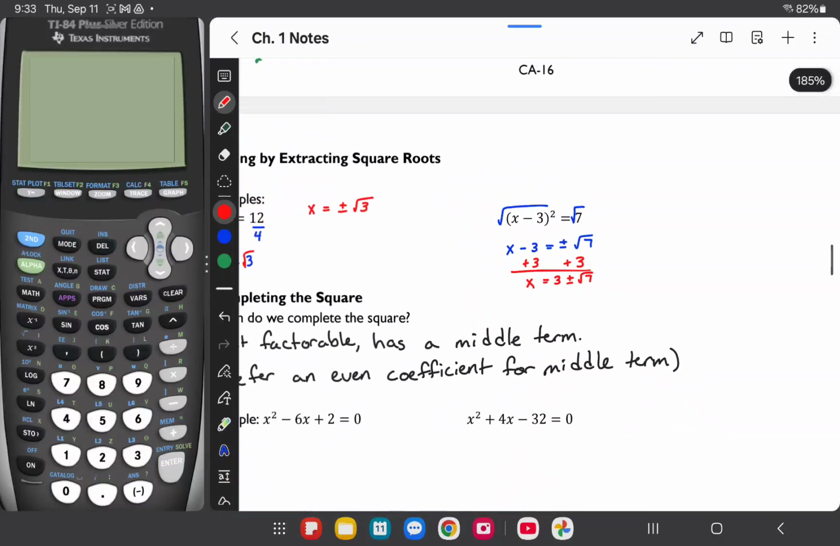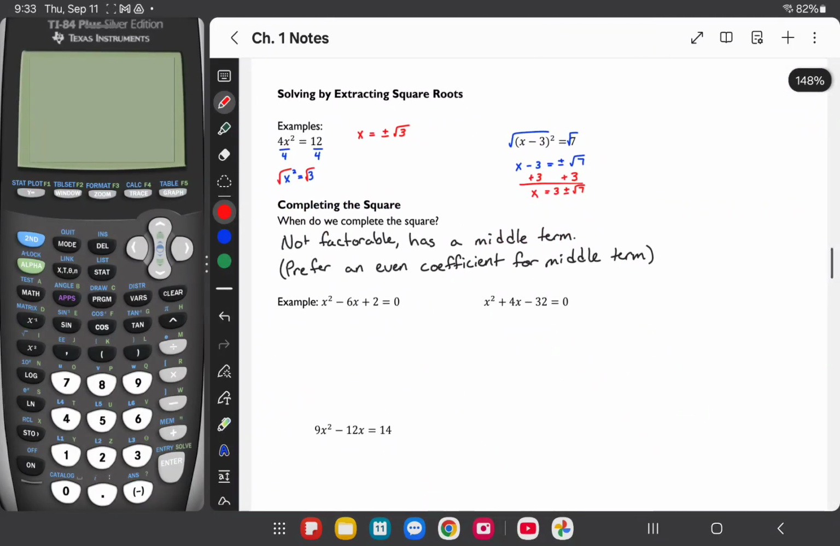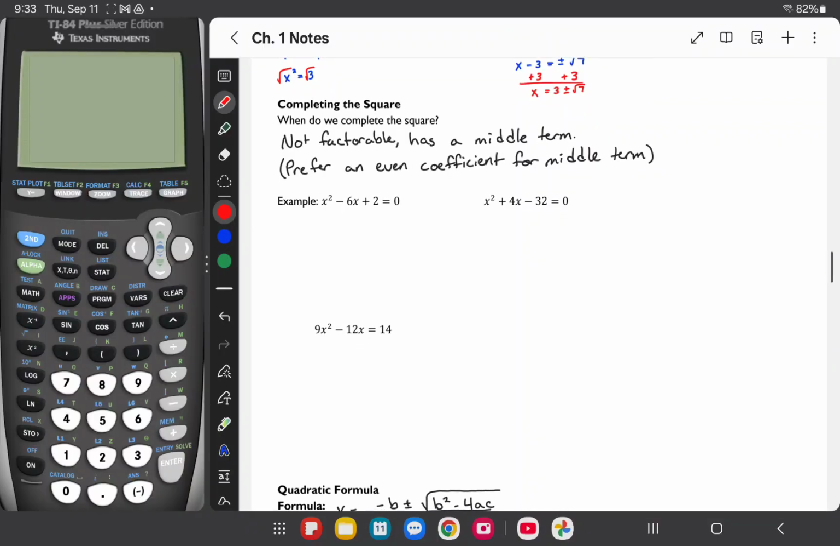Let's go ahead and look at our next method as well, which is related to square roots. In fact, we will use square roots in this next method. It is what is called completing the square. So first of all, when would we choose to use completing the square versus other methods? Well, one would be that it's not a factorable equation. If it's factorable, that is our preferred method. It's usually the quickest and most efficient method.